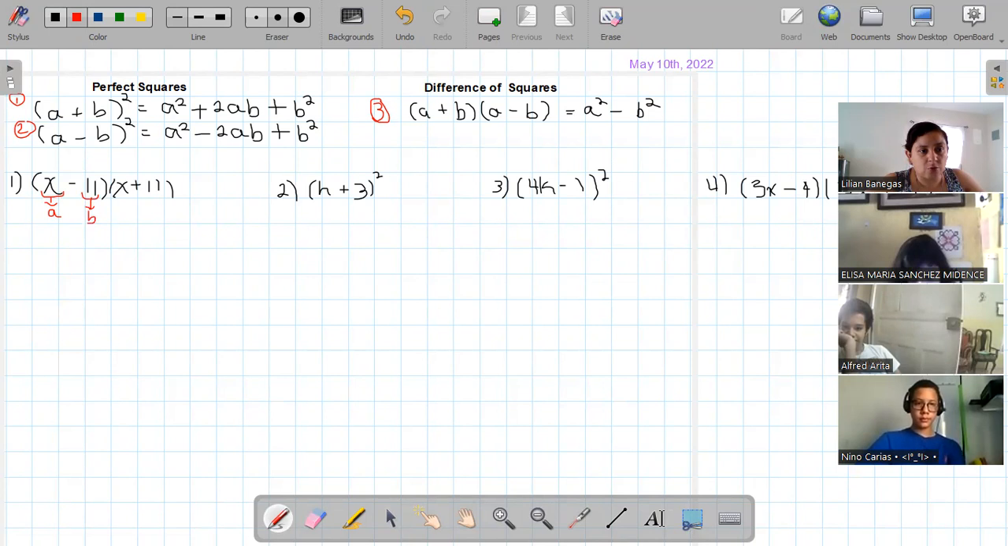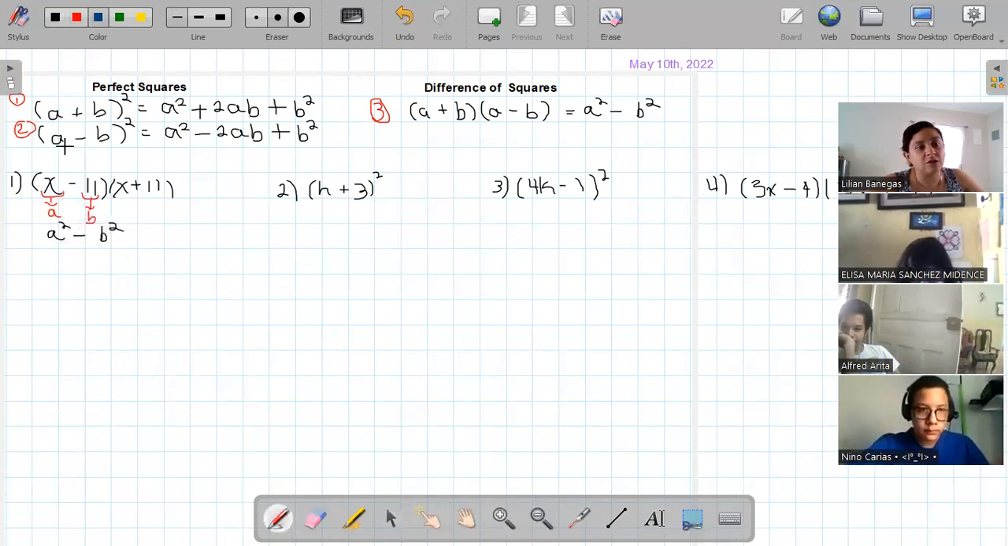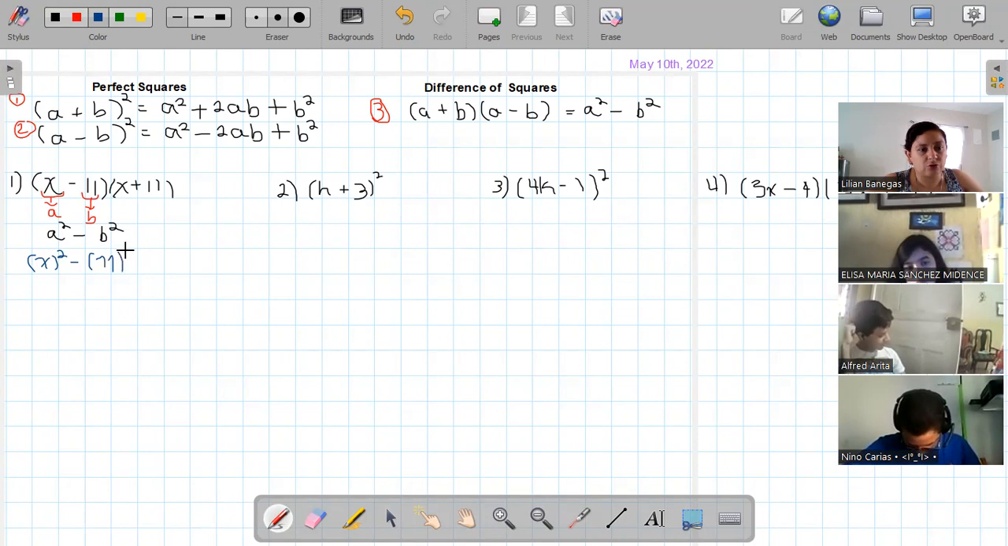So just remember that we're going to use the right part of the formula. So I'm going to copy it down here, and then I'm just going to substitute the values that I found to be A and B. So instead of A, X, and that goes to the square, minus, instead of B, 11, and that also goes to the square. Now we just go ahead and simplify.